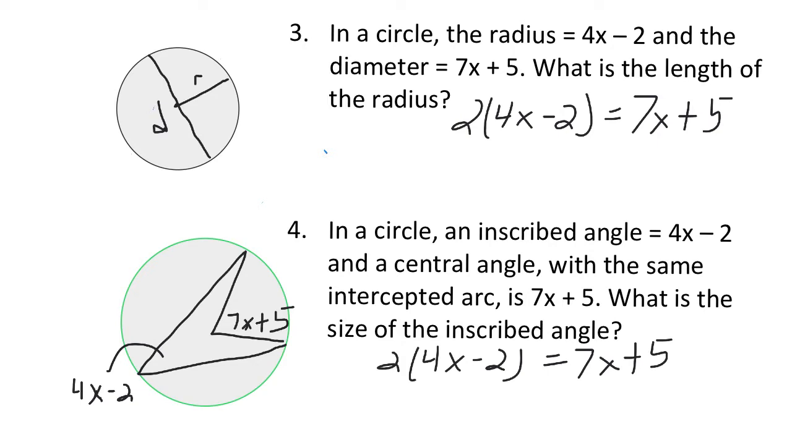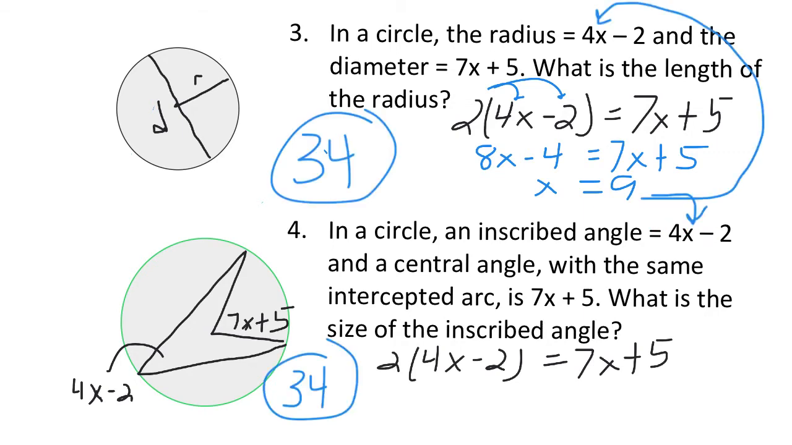So in each case, our algebra equation would be exactly the same. 2 times the little guy equals the big guy. And we can solve out for x. X is equal to 9, but don't forget what the question is. What is the length of the radius? So I have to plug 9 in. What is the size of the inscribed angle? So I've got to plug 9 in. It's going to be the same answer, same equation. I have to plug that into my inscribed angle. And I get the same answer both times, 34 for the radius and for the inscribed angle.